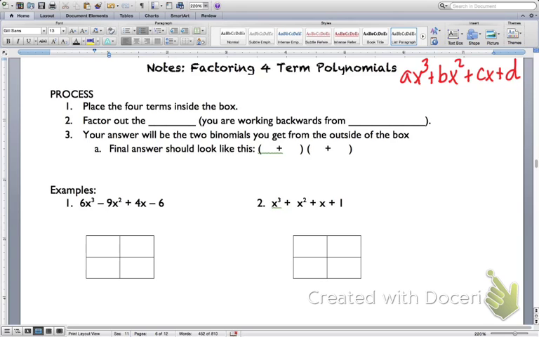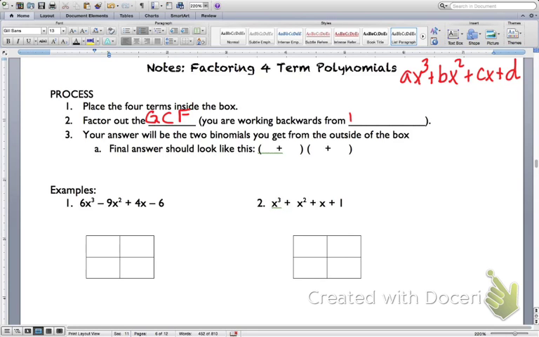Remember, factoring has to do with the opposite of multiplication. So we're going to be placing our four terms in our box. Remember this box for multiplication? We're going to be going backwards. Instead of putting our two binomials that we're multiplying on the outside, since this is technically our answer, we're going to put it on the inside. So the four terms go inside. That's the first step. Then we're going to factor out the GCF for each one.